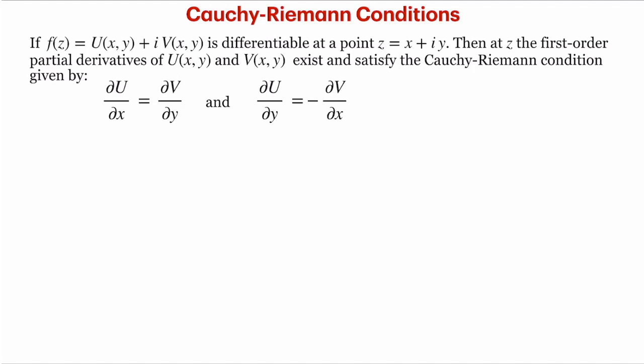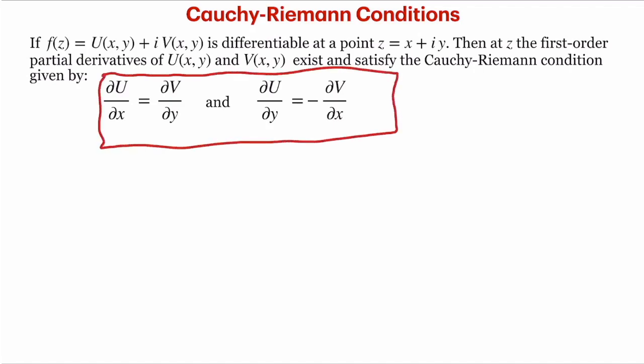The condition is that if the function is differentiable at the point x plus i y and if the partial derivatives of u of x y and v of x y exist, then it should satisfy the Cauchy Riemann condition, that is the partial derivative of u with respect to x must be equal to partial derivative of v with respect to y, and partial derivative of u with respect to y must be equal to minus 1 times partial derivative of v with respect to x. Let's look at the proof.